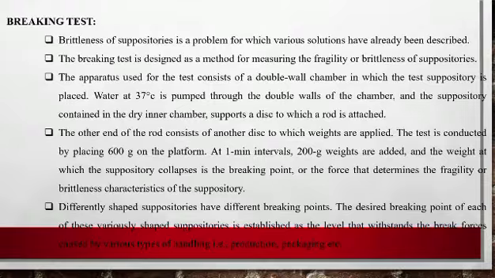Usually, this test is used to ensure that the suppositories can withstand handling, packaging, and transportation without any breaking. This test is carried out for different samples of suppositories and different shaped suppositories, to check that they withstand the breaking forces, which is useful for the handling of production, packaging, etc.